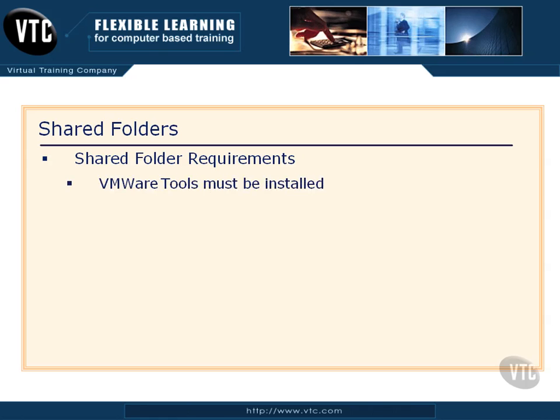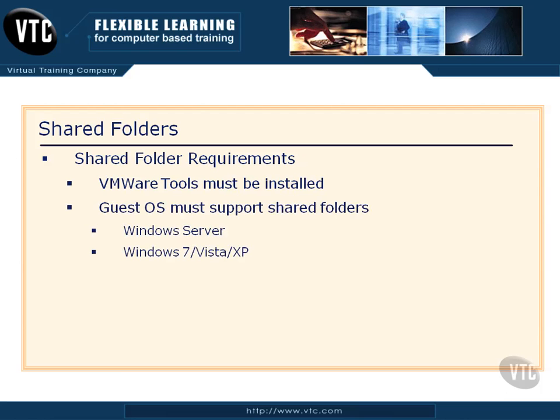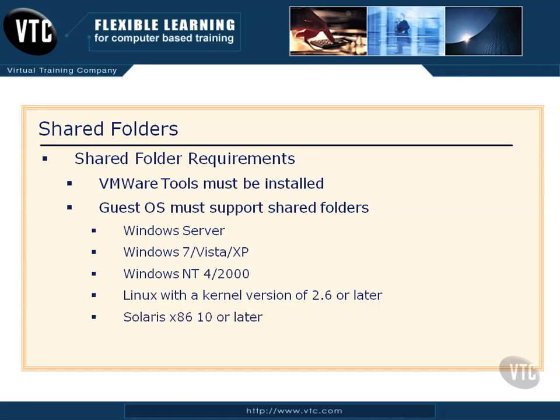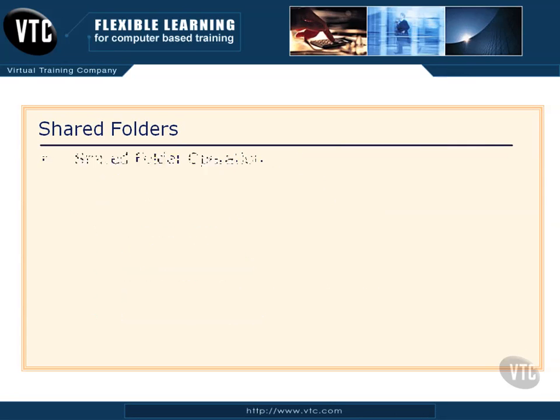So the requirements for this, first of all, you'll have to have VMware Tools installed on your guest operating system, and your guest operating system must support shared folders. Now if you're running any of the Windows Server products, Windows 7, Vista, or XP as a guest OS, Windows NT 4, that's reaching way back there, that's back into the 90s, then Windows 2000, if you're running Linux with a kernel version of 2.6 or later, Solaris x86 10 or later, then you're going to be good to go for sharing folders.